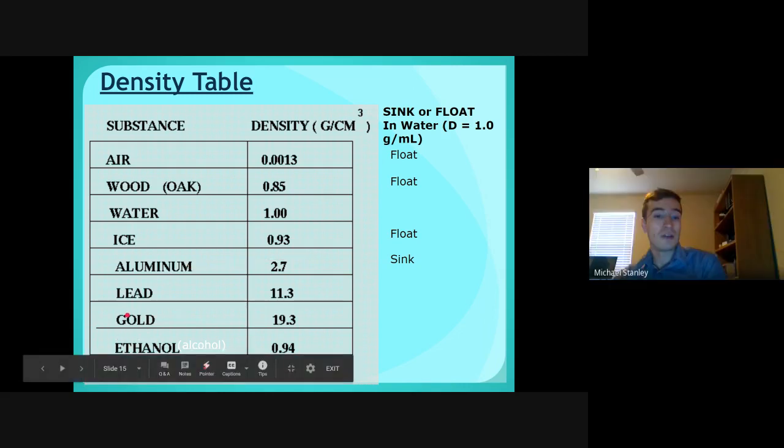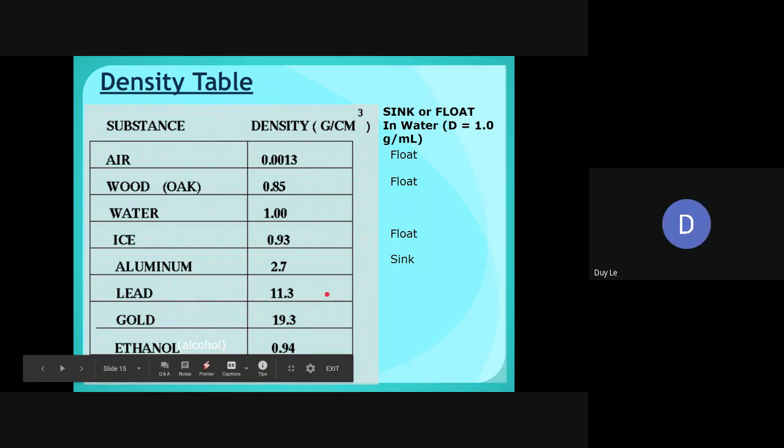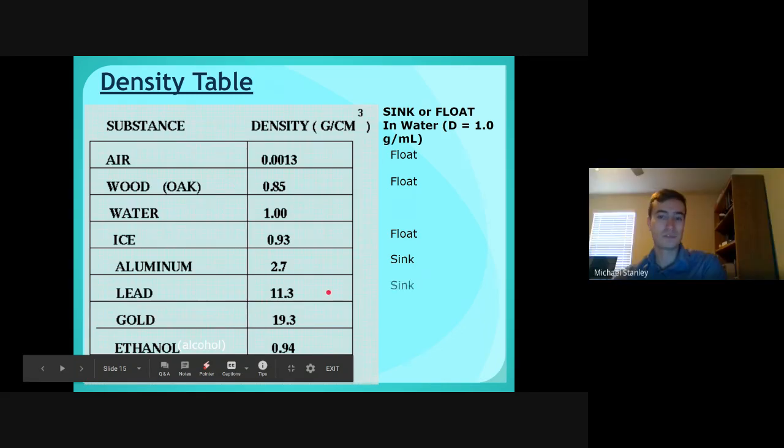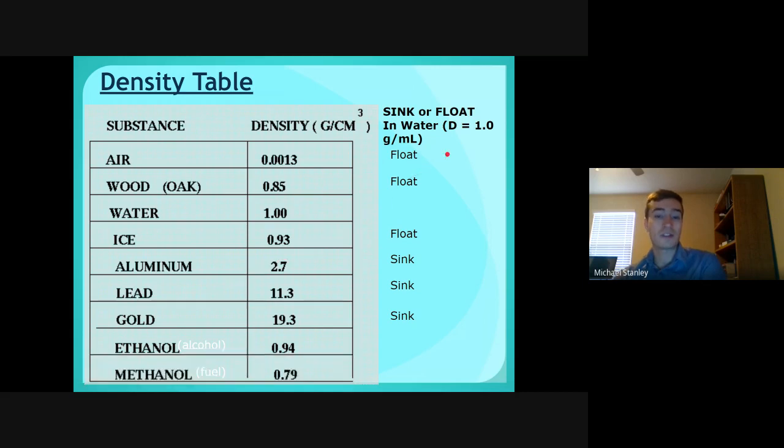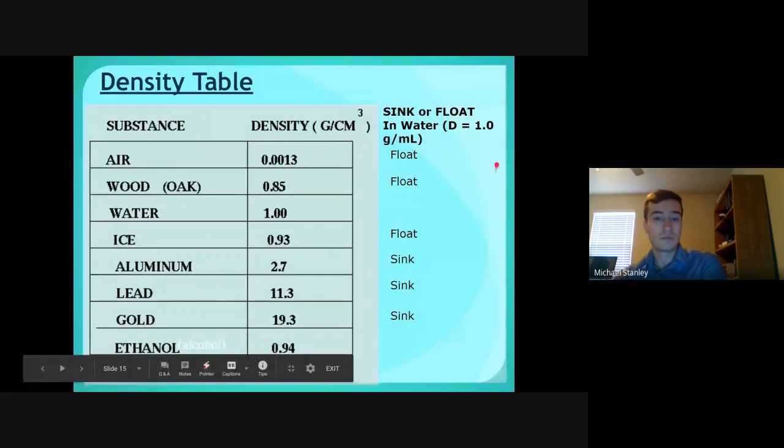What about even heavier metals like lead and gold down here? They've got densities of 11.3 and 19.3. So are they going to sink or float in water? Sink. Sink, exactly. 11 and 19 are obviously much bigger than 1. Lead and gold are much more dense compared to liquid water.